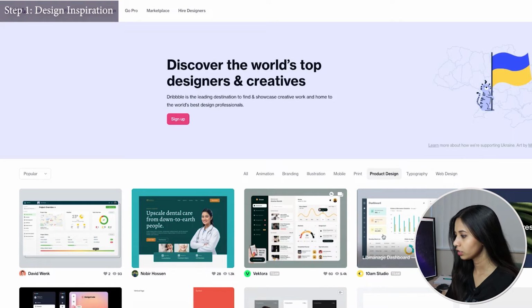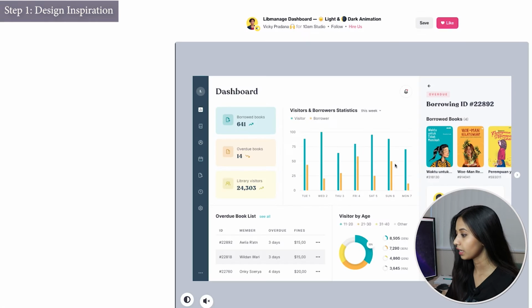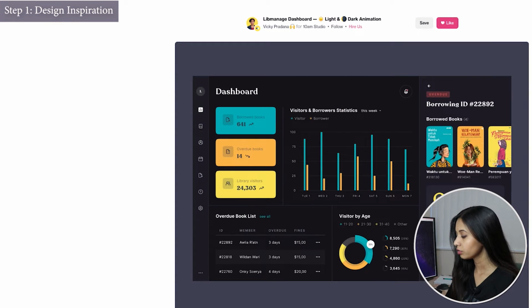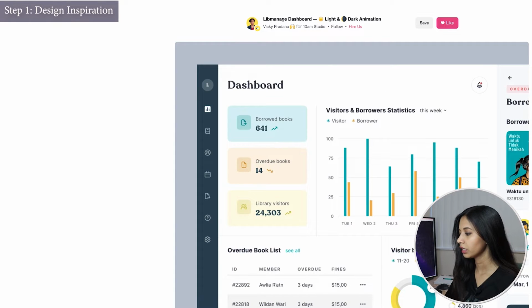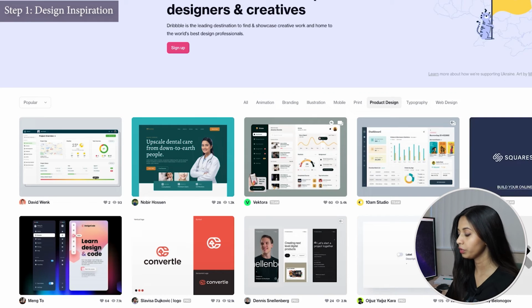Another great website to see design inspiration is called Dribbble. You'll see lots of cool visual design here. Just try to observe and analyze the styles, the colors, and even the UI layout that other people are doing.